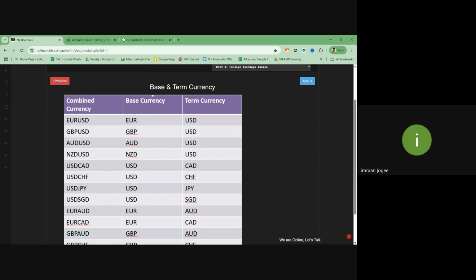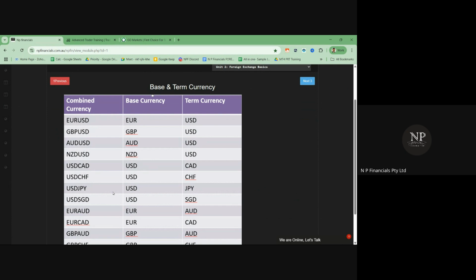I always wondered which ones come first, and whether it's because it's higher or lower. As per the ISO, International Standards Organization, you need to remember this: Euro, USD, GBP. It is never USD Euro. It is always Euro USD.